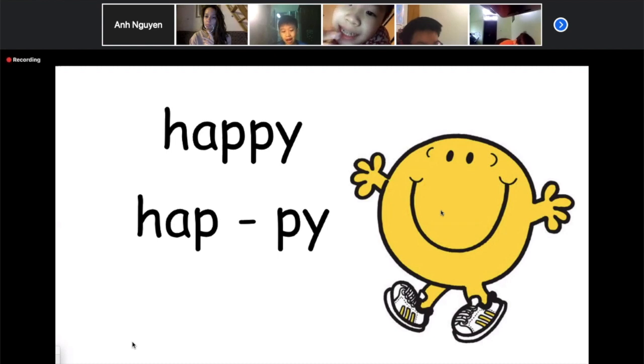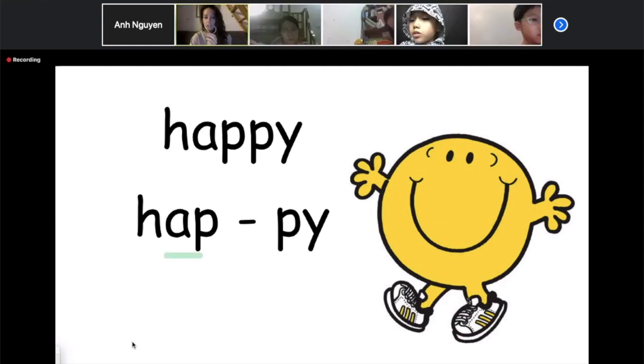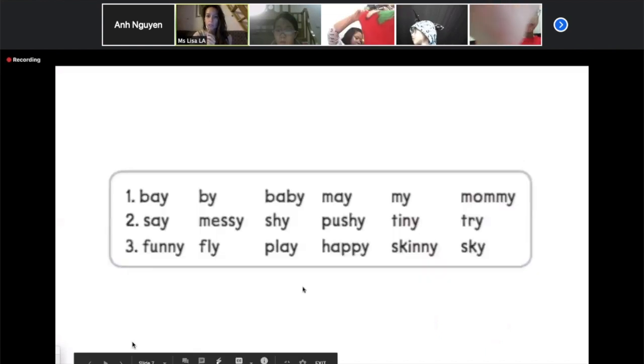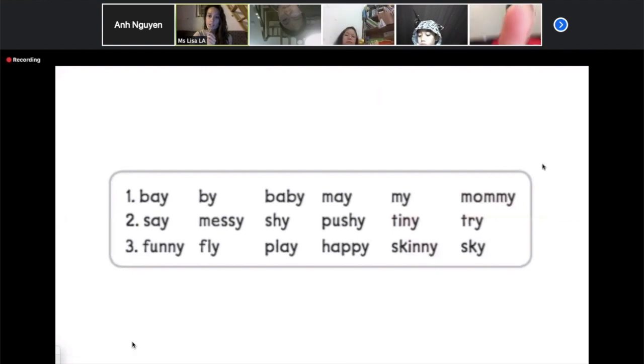Our short A, ah. And this is our closed syllable because it ends in a consonant. And Ardana, what vowel sound do you hear in the second syllable? E. E, which is made by which letter? Y. Okay. So happy also has the E sound at the end made using the letter Y. Good job. Okay, so I'm going to send this list home for everybody.